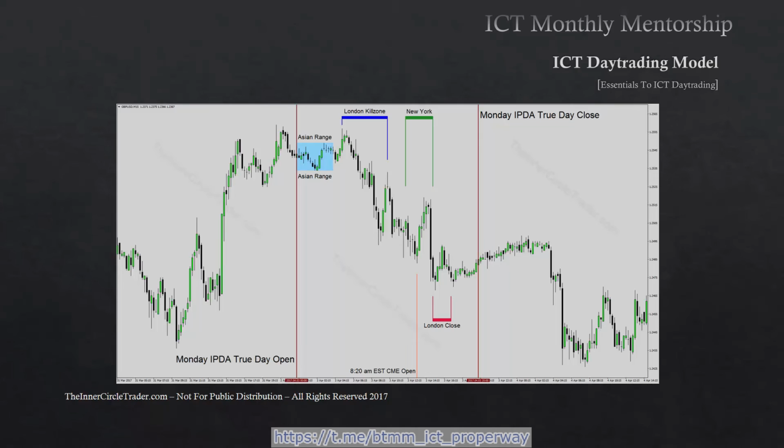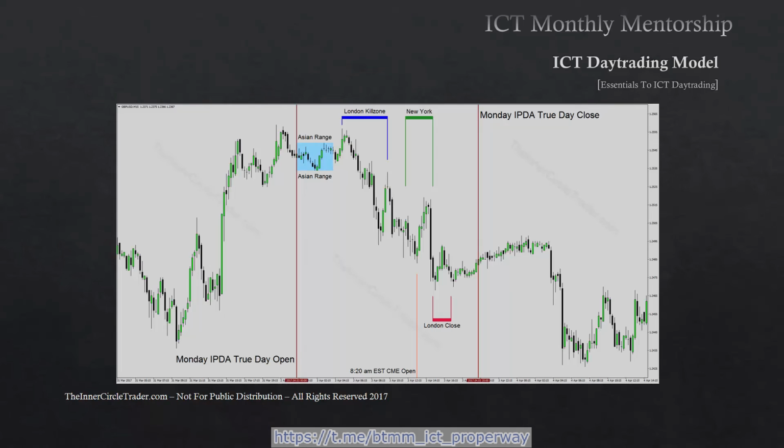Exactly right there. Now look at the New York session kill zone. We have a short-term high that's framed inside of that New York kill zone, but look at the low that forms in the actual New York kill zone. It forms at 8:20 a.m. CME open. I'll tell you what the CME open is later on, but for now, just keep that as a reference point on your own charts.